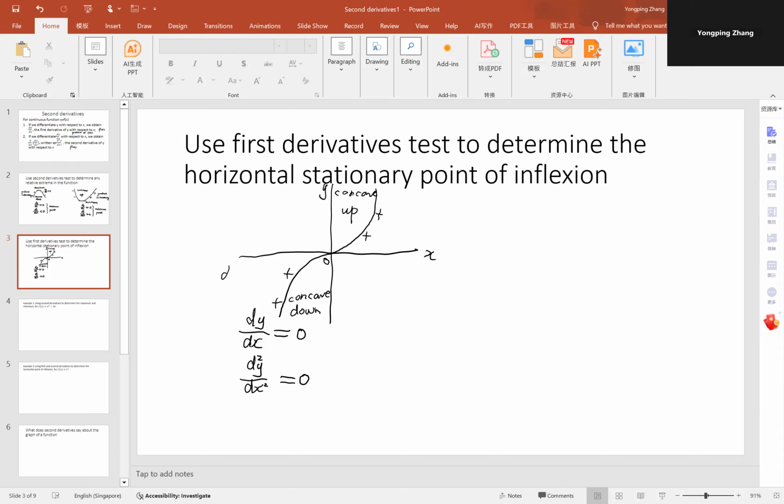This part is the gradient dy/dx. So the gradient changes from positive to 0, then to positive again.